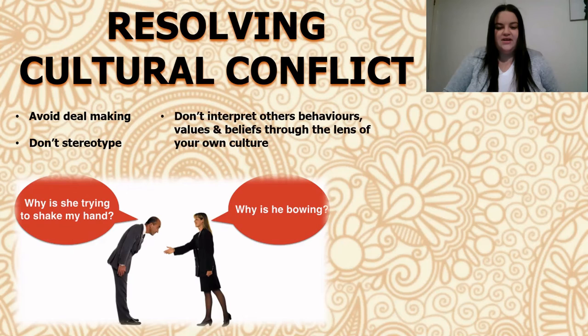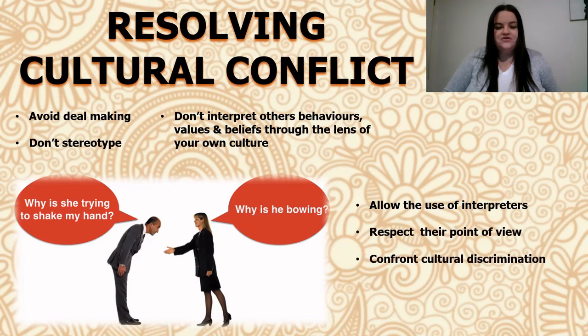Something else that is important is not interpreting others' behaviors, values, and beliefs through the lens of your own culture. You can overcome this by learning as much as you can about the other person's culture. This means not only researching the customs and behaviors, but also understanding why they follow these customs and exhibit these behaviors. Allow the use of interpreters. Respect the other person's point of view. Confront cultural discrimination and show no tolerance for it. Lastly, but very importantly, be patient, flexible, and willing to learn.